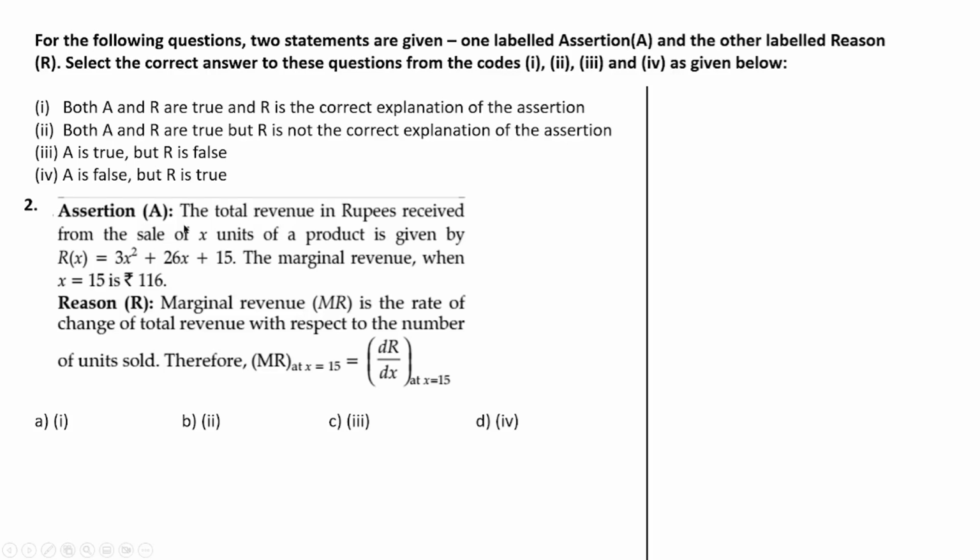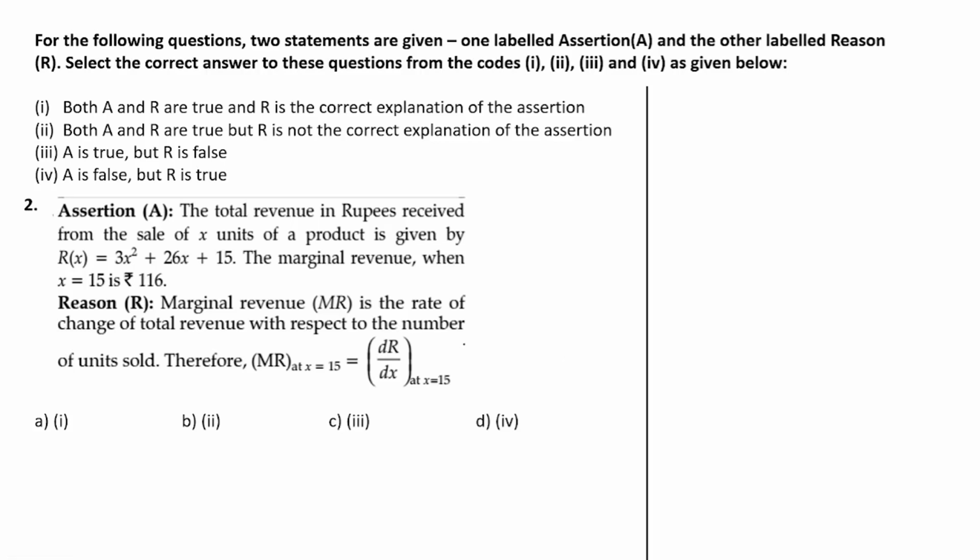Moving on to the next question. The total revenue in rupees received from the sale of x units of a product is given by R of x equal to 3x square plus 26x plus 15. The marginal revenue when x equal to 15 is rupees 116. So this we have to check. The reason they have given is: marginal revenue is the rate of change of total revenue with respect to the number of units sold. Therefore, marginal revenue at x equal to 15 is the derivative of the revenue function at x equal to 15.